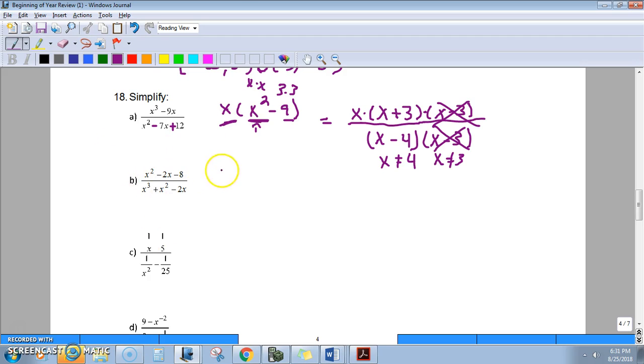Okay, so B. A is just 1, so I bet I can do this in my head. I'm looking for two numbers that multiply together to be -8 and add up to be -2, and that's going to be -4 and +2, right? Does that work? -4 times +2 is -8. -4 plus +2 is -2. So my numerator is going to be x minus 4 times x plus 2.